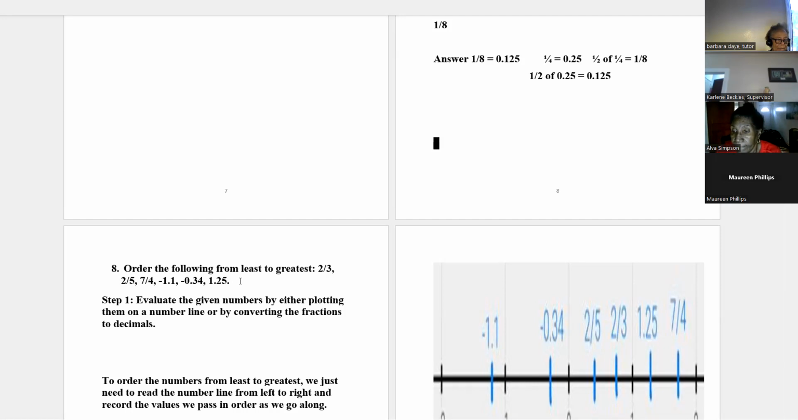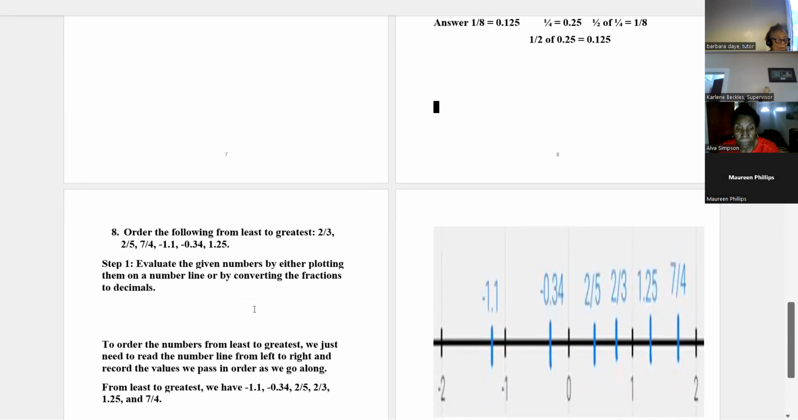Okay. Now you can make the 2/3 a decimal, the 2/5 a decimal, 7/4 a decimal, and then you'll have everything in decimals, and you can compare it. But remember, your negative numbers are going to be your smallest, and the bigger the negative number, the smaller it is. So the minus 1.1 is smaller than a minus 0.34. So I want you to try to put these in order. Let's see what you get.